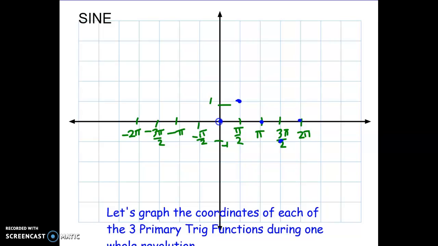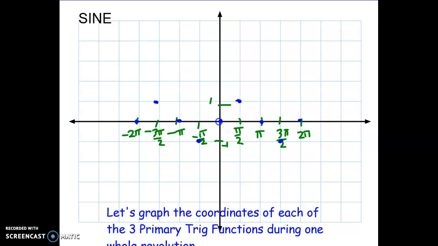Now we're going to look at the negative rotation, just looking at the table that you created. So you created a table, and we're plotting those points. At negative pi over 2, sine is down at -1. At negative pi, sine is at 0. At negative 3 pi over 2, it's up to 1. And at negative 2 pi, it is back down to 0.